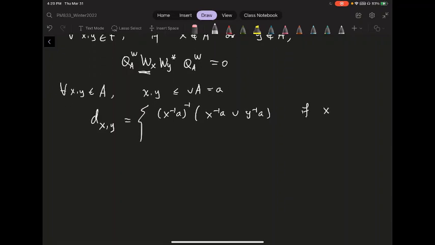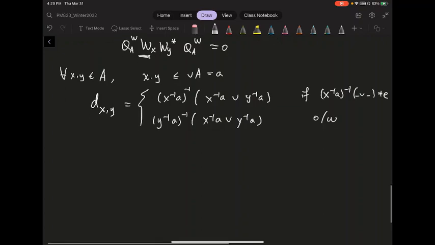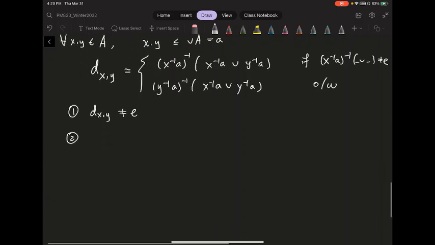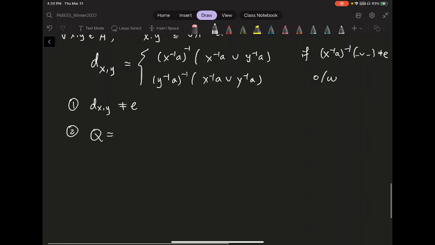So that's if I have the x^{-1}A inverse times whatever this thing inside is, not equal to identity. And if it's equal to the identity, then I use the y. So I use y^{-1}A inverse, the same formula, inside x^{-1}A, y^{-1}A. It's just some really technical condition. So the idea is that first of all, this d(x,y) is never equal to 0, never equal to the identity.